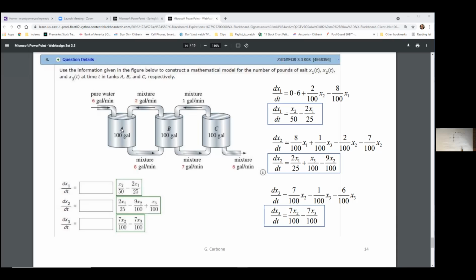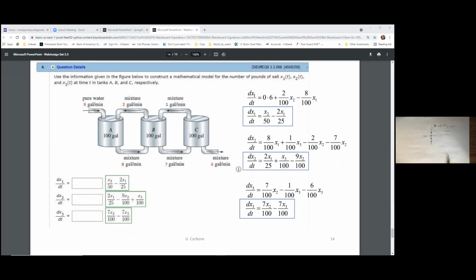We have tank A, tank B, and tank C, and pure water is going into tank A. Construct a mathematical model for the pounds of salt in each one of the tanks. So we want to find the pounds of salt in each one of the tanks. I'm representing the amount of salt in tank A as X1, the amount of salt in tank B as X2, and the amount of salt in tank C as X3.